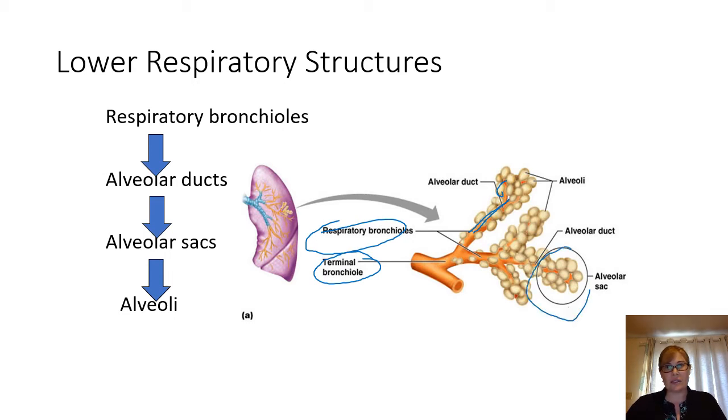So the sac is kind of this whole section, and one alveolus is one of these little purple balls. So one of these little purple balls, an individual one, is an alveolus. These you would only see microscopically. You wouldn't be able to see this structure.